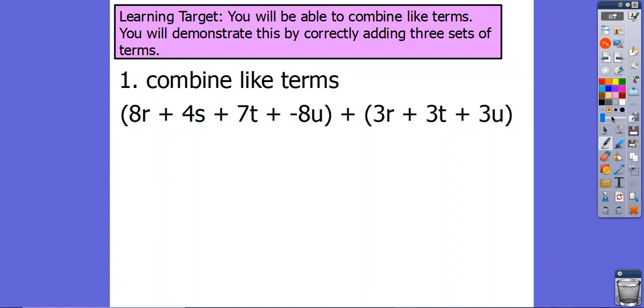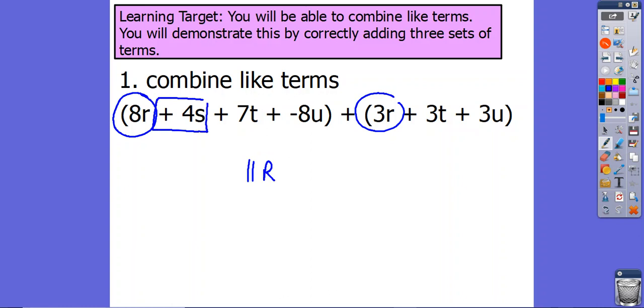Hello. So we have 11 different topics that are going to be on the test for Unit 3. And so this is our first one, combining like terms. As we look at these, we look for the ones that match. I like to use the shapes. So I'm going to say that 8R and 3R are going together to make 11 Rs.